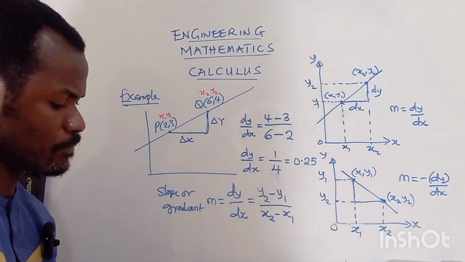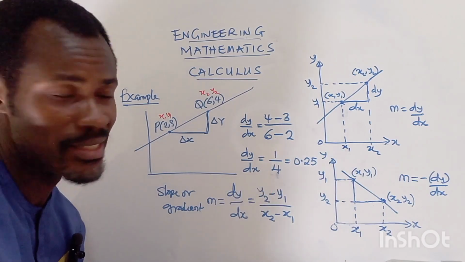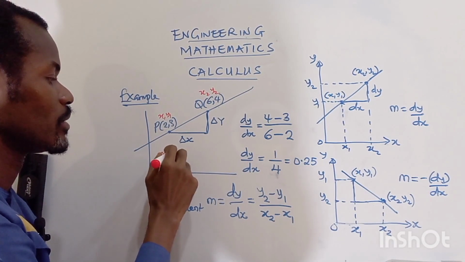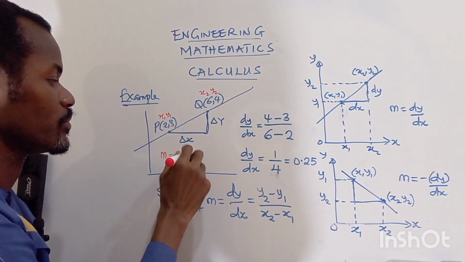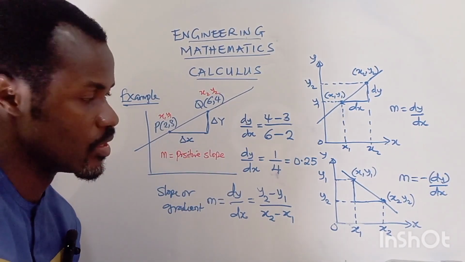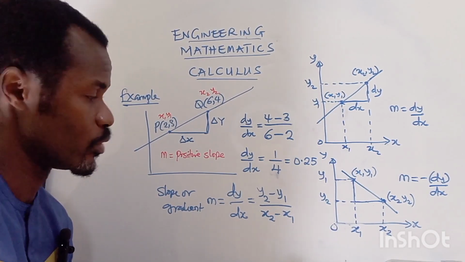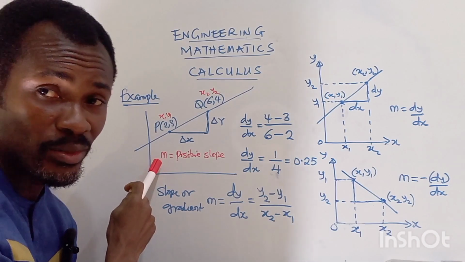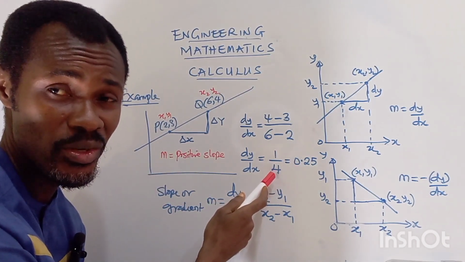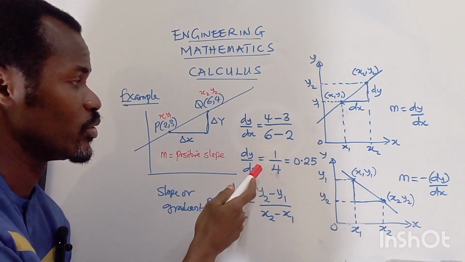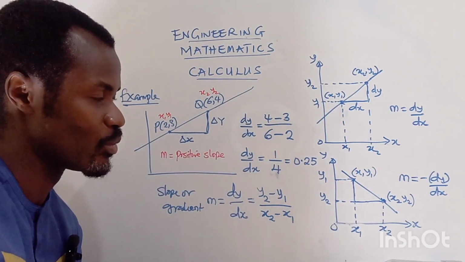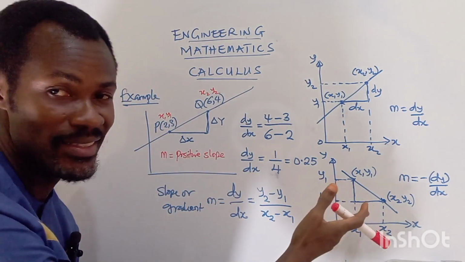Because 1 over 4 is positive, when you have a graph that goes like this, your m is a positive slope or gradient. Whenever the value of the gradient, m, is just a positive fraction or a positive whole number, it means your graph goes in this direction. Now let's also try some other problem that looks like this.